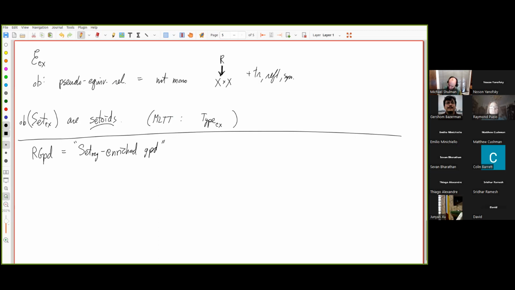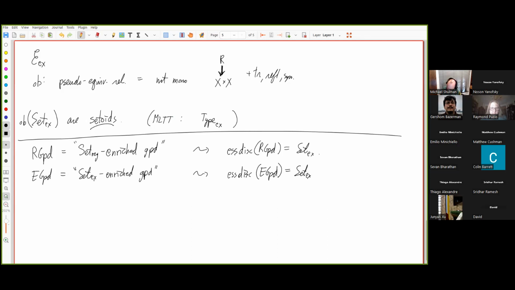Then you might ask, what are the essentially discrete objects in here? And it turns out that those are the pseudo equivalence relations. It's these setoids in the exact completion. So there are all sorts of different kinds of groupoids that you might consider, and you can go on and take E groupoids, which are groupoids that have a setoid of objects and a setoid of morphisms between any two things. And it actually stops here, so that the essentially discrete objects in E groupoids are already setoids again. So in some sense, it stabilizes.